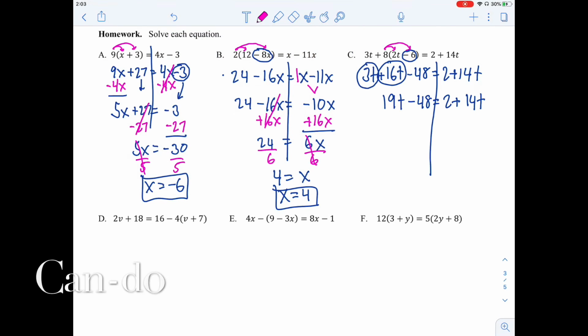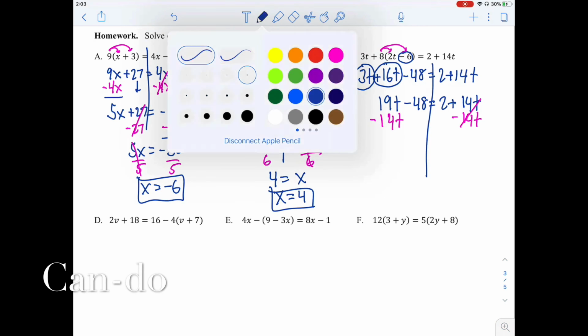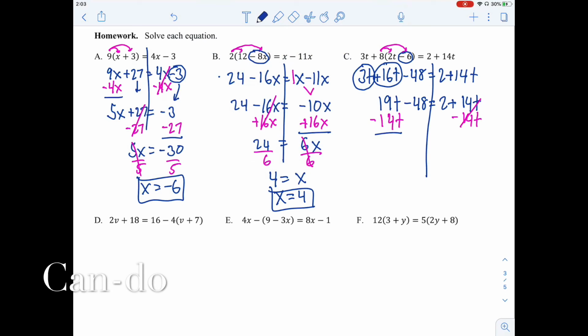variables on both sides, so we can get rid of this 14t on the right. So minus 14t, because it's addition, so we subtract it. Let's do inverse. Get rid of that 14t. So 19 minus 14 is 5. Bring it down. Right, the negative 48 comes down, equals 2.